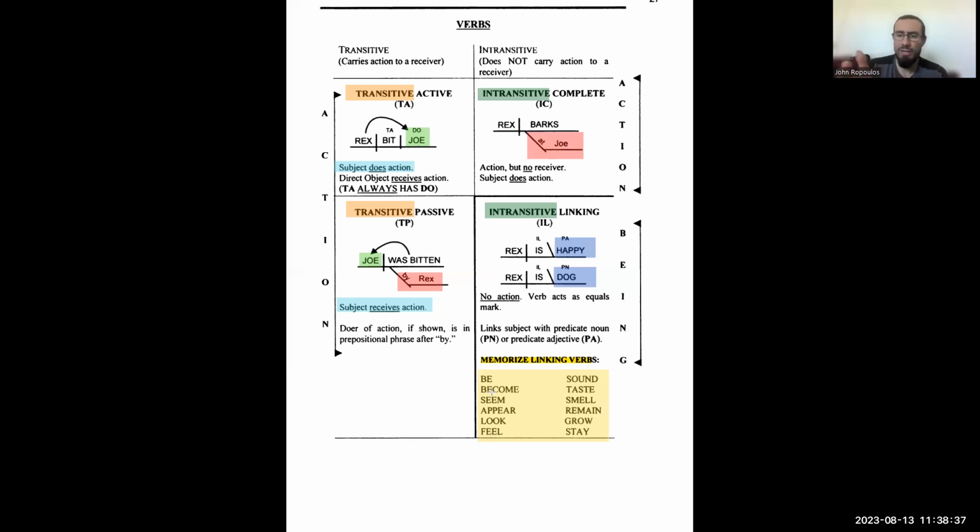Or Rex is a dog. He smelled like a dog for sure. He tasted like a dog. That's kind of gross. But he sounded like a dog, definitely, right? So that's what you have to take into consideration here. Memorize these linking verbs, okay?